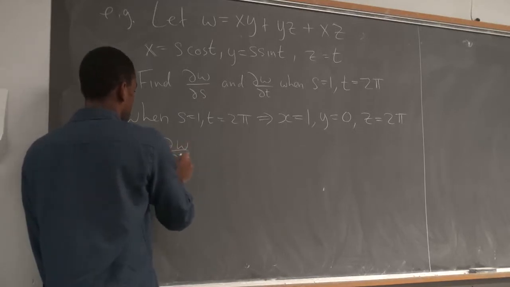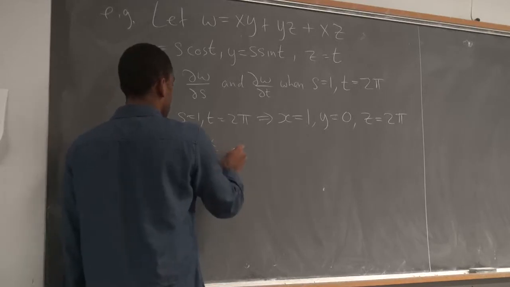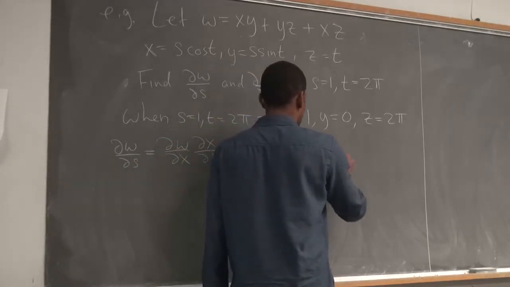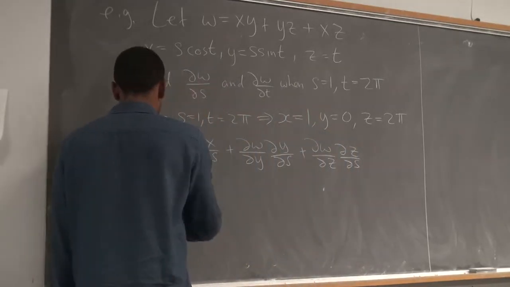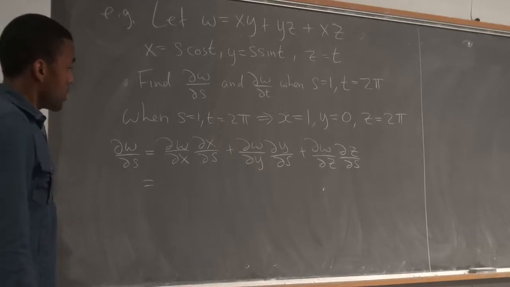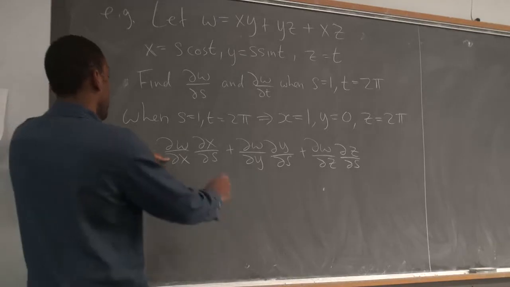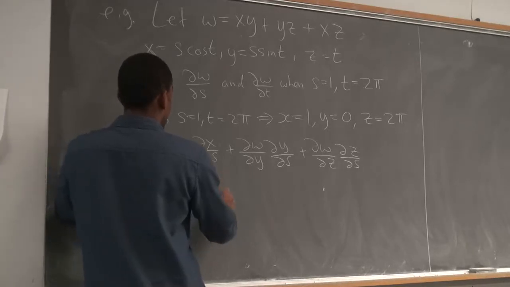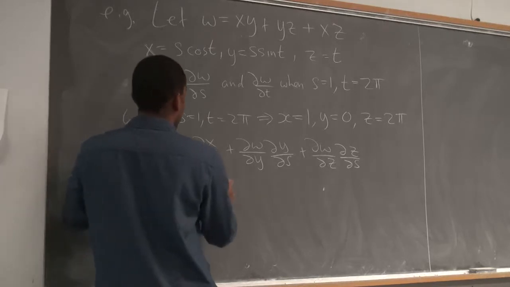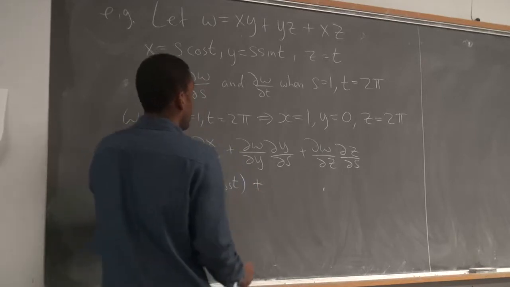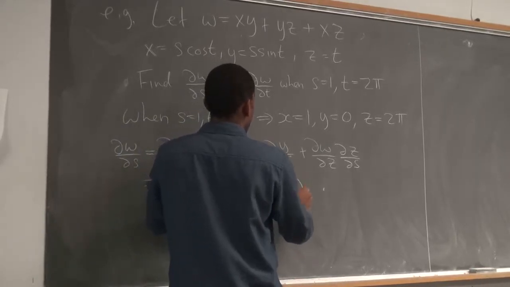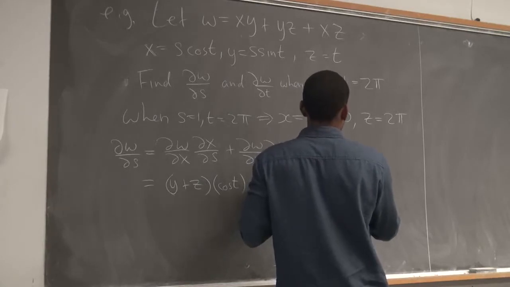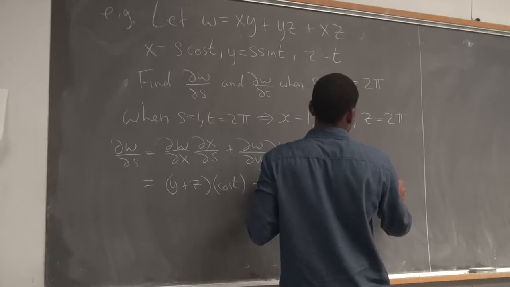Partial of w with respect to x, times partial of x with respect to s. So now we have partial w with respect to x is y, times partial x with respect to s, cosine t, plus partial w with respect to y, x plus cosine z, times sine t, plus y plus x times 1.